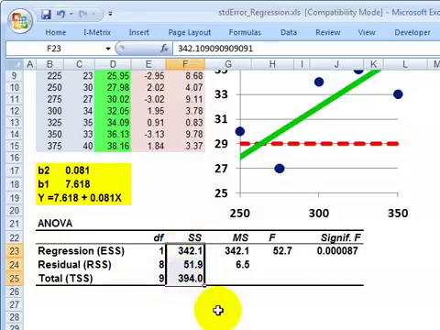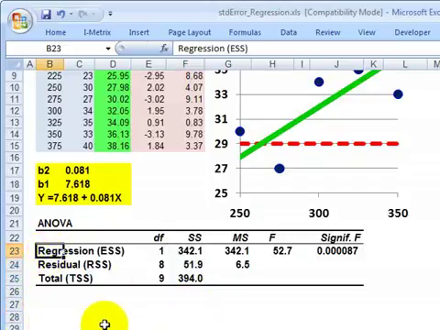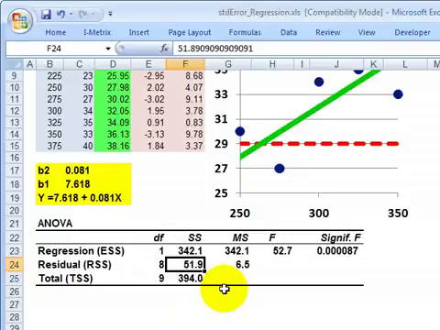Okay, so here's the key for the ANOVA table. It's the sum of squares. What we get in the ANOVA table is a regression sum of squares, in this case 342, plus a residual sum of squares, that's the RSS, of 51.9 or about 52. What does that 52 mean?